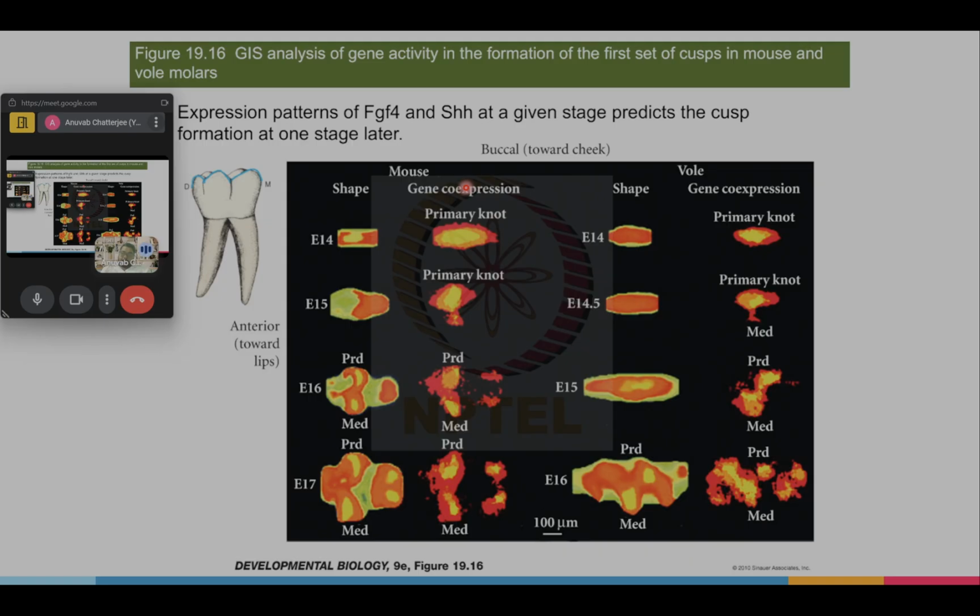So this one is our predicted shape and this one is our gene expression, and as you can see right here, the predicted shape and gene expression follow each other very well, both in mouse as well as vole, which is another rodent. So this just shows that this kind of study, which is a computational study, can very well define biological problems, especially in this case.